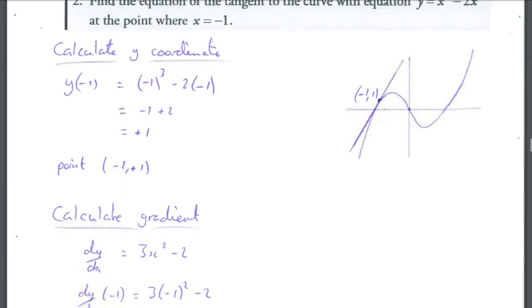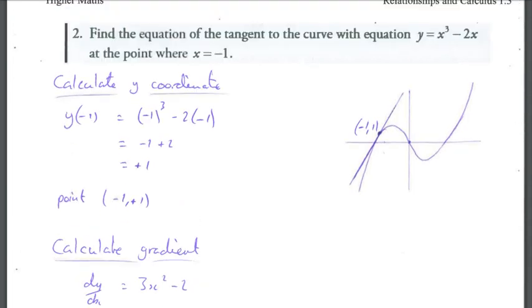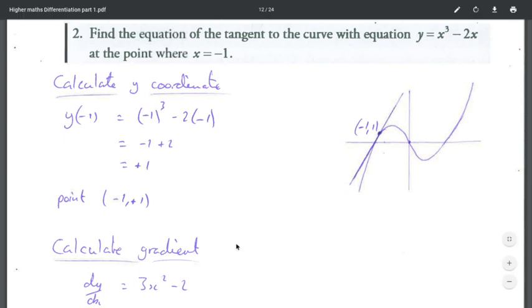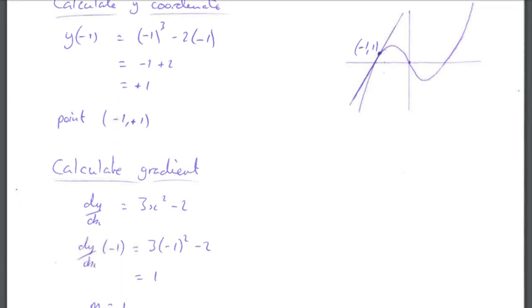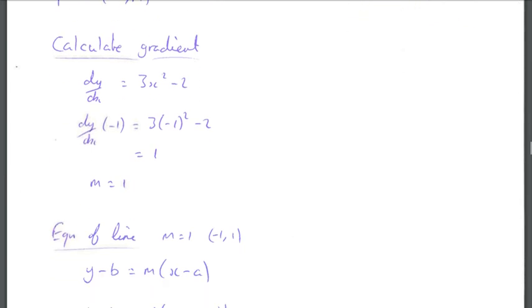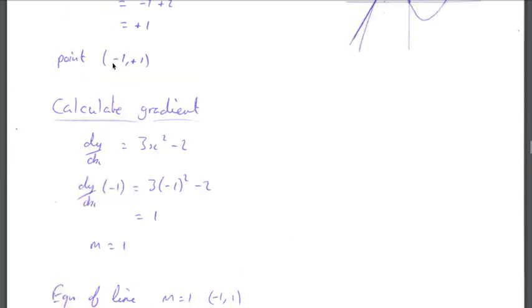The next step we must do is find the gradient. How do we find the gradient? We differentiate. So dy dx would be 3x squared minus 2. Now, sometimes I get asked, Mr. Young, do you substitute in the x-coordinate or the y-coordinate? Well, it says here the gradient equals 3 multiplied by the x-coordinate squared minus 2. So it's the x-coordinate we substitute in. So it'll be the -1 that we substitute in. So 3 times -1 squared. So 3 times 1 minus 2 is 1. So we have a gradient of 1. We have the point -1, 1.